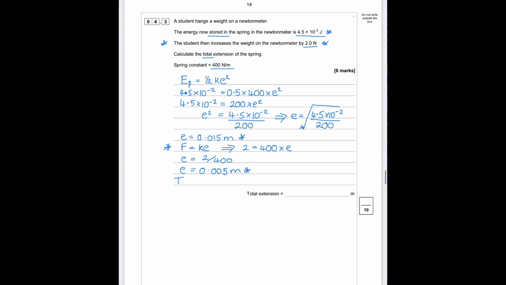So we have our second extension here, and we have our first extension here. So the total extension is going to be the sum of both of those. So 0.015 plus 0.005, and that would give us an answer of 0.02 meters.